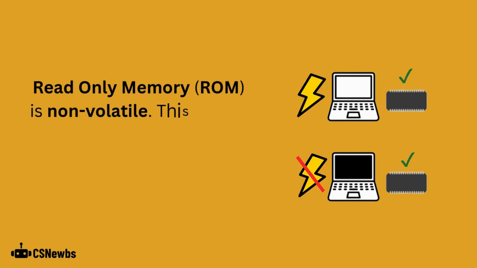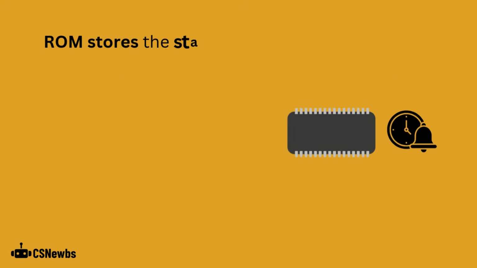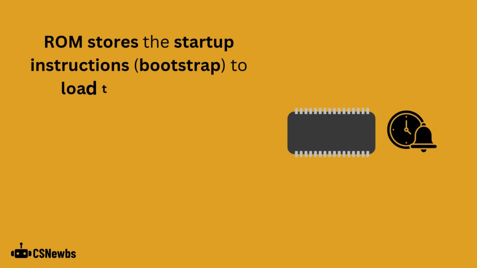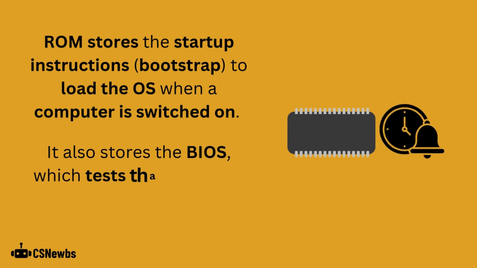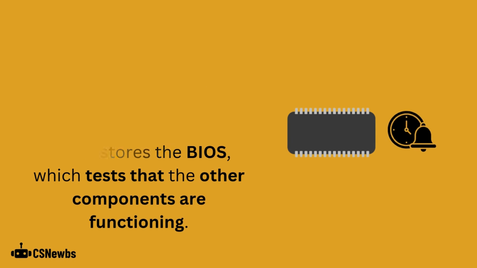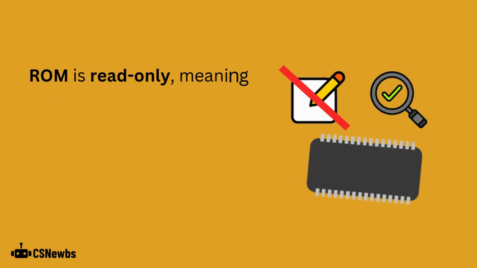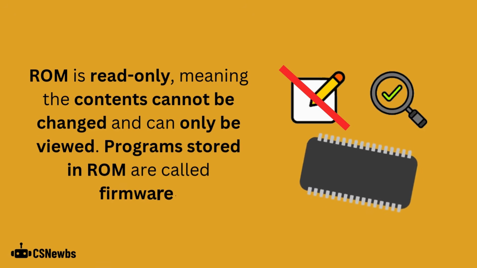Read-only memory is non-volatile. This means that data is saved even when the power is turned off. ROM stores the startup instructions, known as the bootstrap program, to load the operating system when a computer is switched on. It also stores the BIOS, which checks if the other components are functioning. ROM is read-only, meaning the contents cannot be changed and can only be viewed. Programs stored in ROM are called firmware.